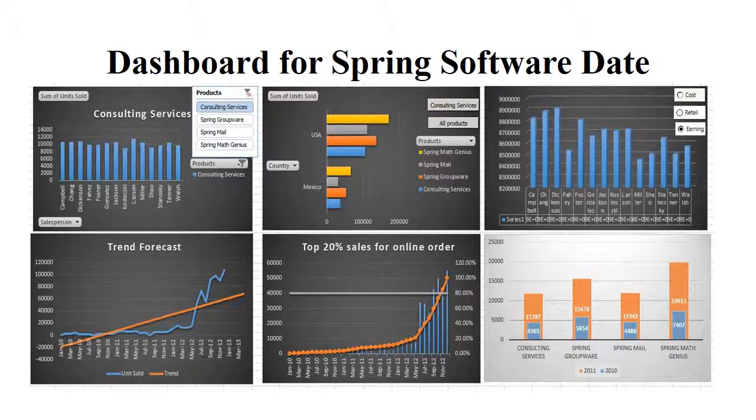Okay. Here I want to talk about the dashboard project that I had, which was made based on the Spring Software data. As you can see in this page, there are 6 charts that I made. The first one is a pivot table chart. It is a chart that I use to show the units sold by person. And you can also see there is a slicer on the right side of this chart.